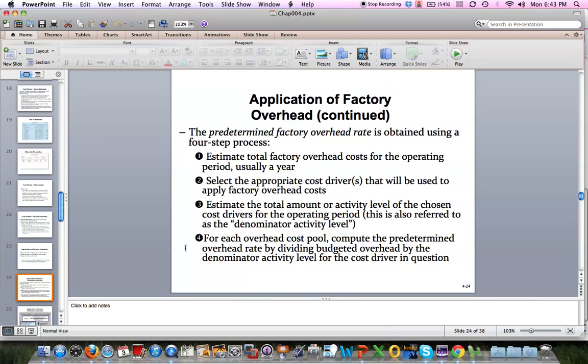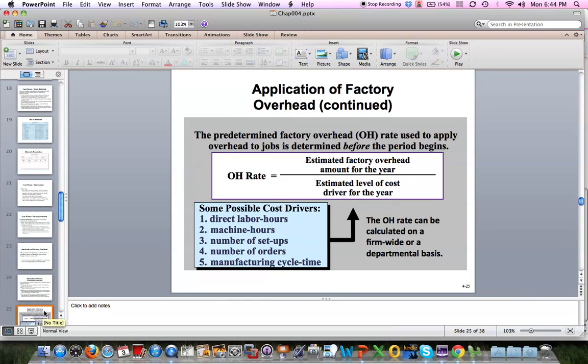For each overhead cost pool, compute the predetermined overhead rate by dividing budgeted estimated overhead for the year by the denominator level of activity for the cost driver in question, if that's direct labor hours, total labor cost, or machine hours, whatever that is. So here it is with the picture, which I think is much better.